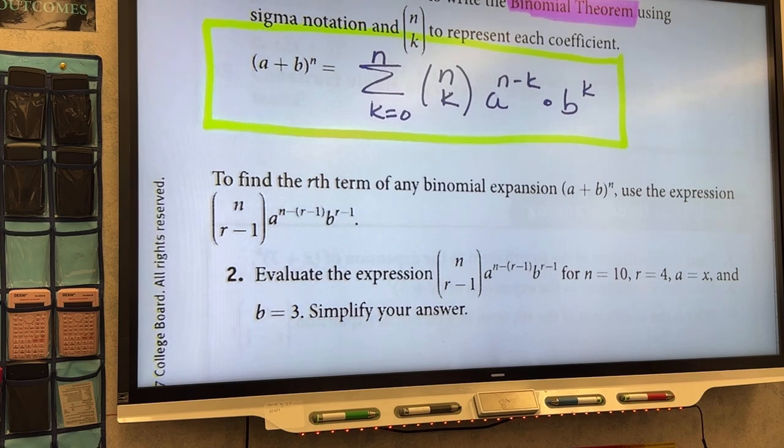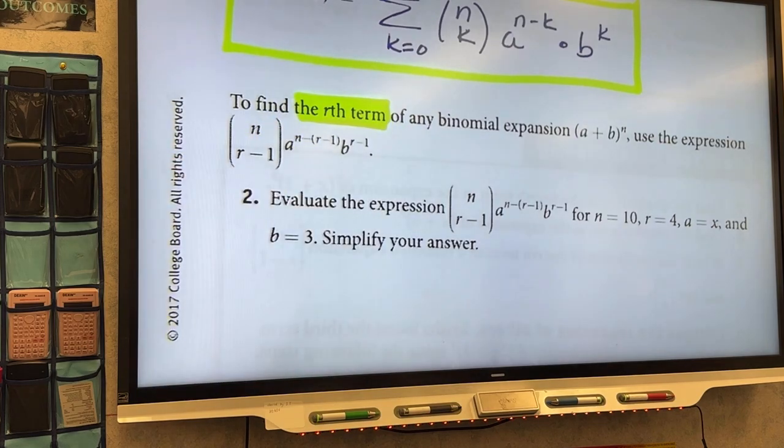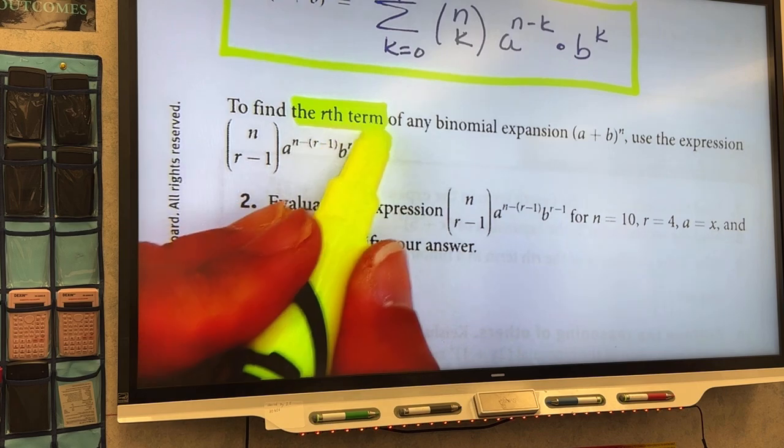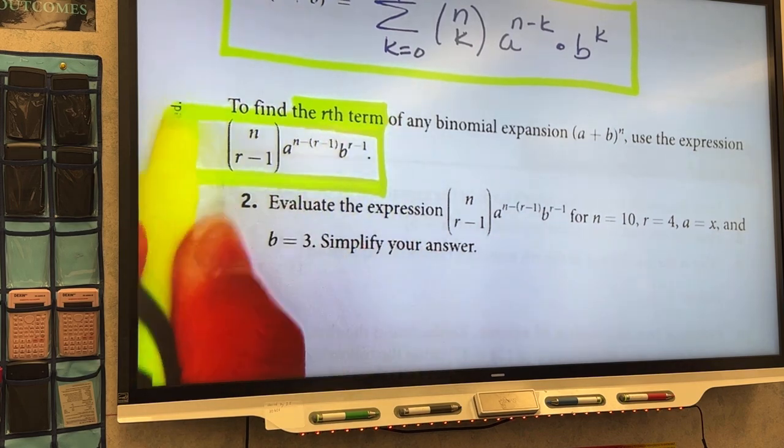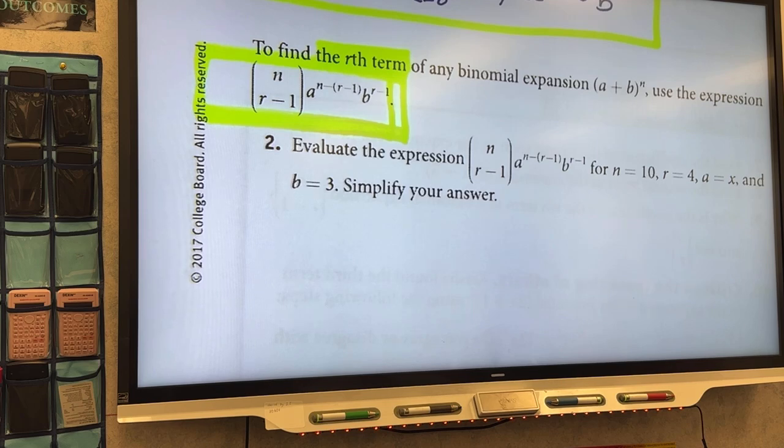So when that is the case, there is a smaller formula that we can use. It says to find the rth term, whatever term we're looking for, in any binomial expansion, we can use this. So this is what we're going to be focusing on today, this formula. There are lots of letters up there. I see n, I see r, I see a, I see b. There's a lot of letters there, but it's okay. You should be able to tell what to plug in for each of those letters.